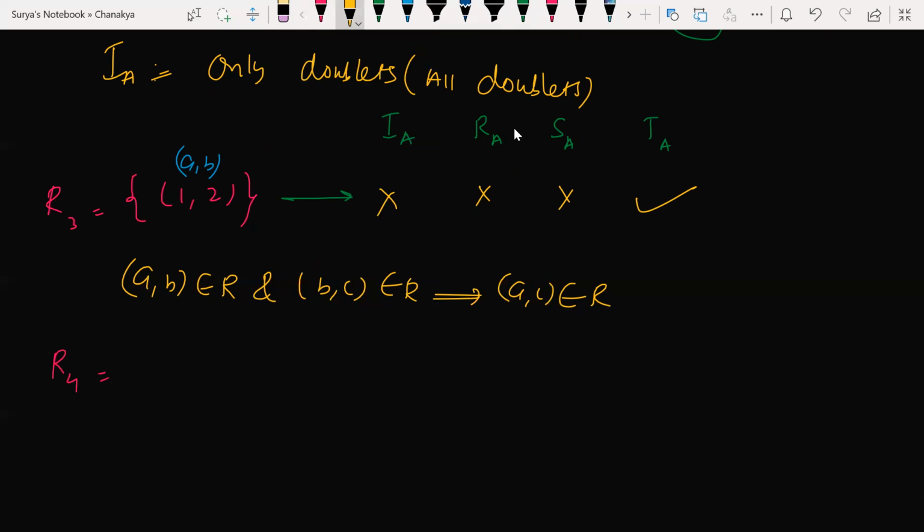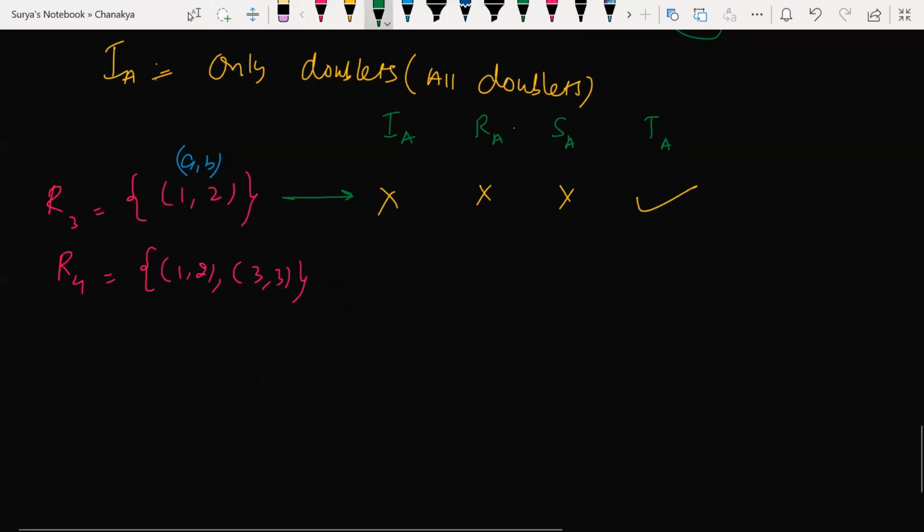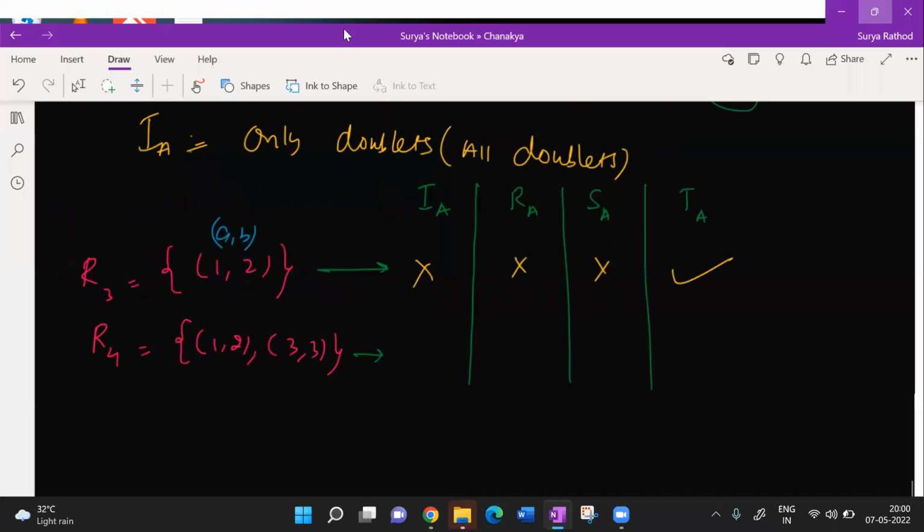Next, I'll give one more relation. 1, 1. You take 1, 2 and 3, 3. Check कर लो. Let me erase this definition. Now tell me whether it is an identity or not, check कर लो.